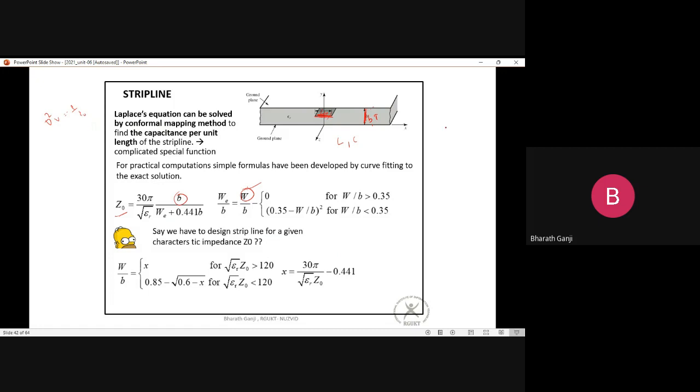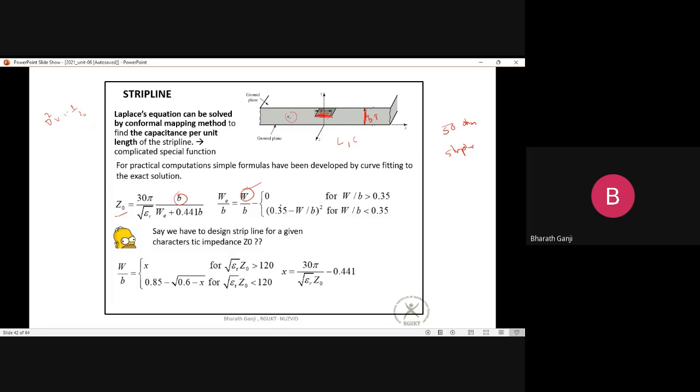someone will ask me to design a 50 ohm strip line. Someone can ask me to design a 50 ohm strip line. So if I want to design a 50 ohm strip line, what should be the value of W and B I should take for a given value of epsilon r?